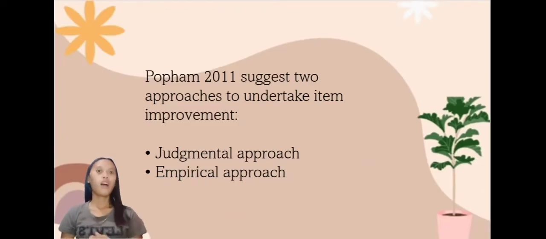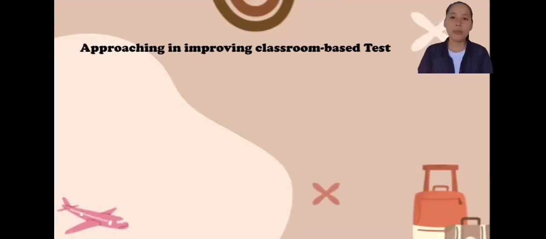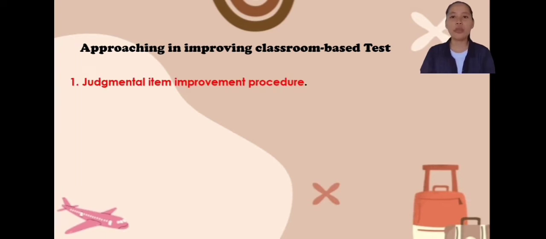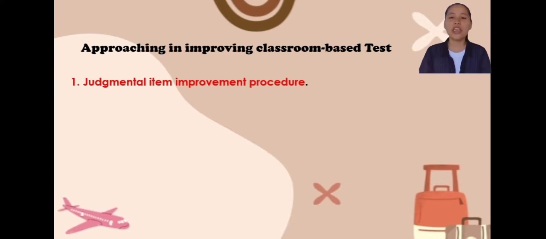According to PALCOM 2011, there are two approaches to undertake item improvement, the judgmental approach and the empirical approach. These are approaches in improving classroom-based tests. First is the judgmental item improvement procedure, which basically makes use of human judgment in reviewing the items. Judgmental approaches to test improvement can be carried out systematically or informally.